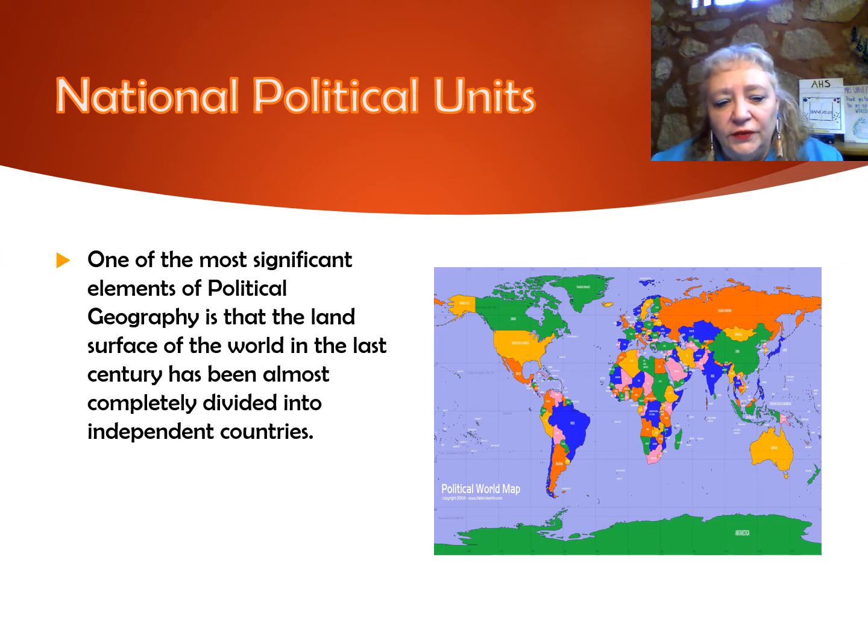One of the most significant elements of political geography is the fact that the land surface of the world in the last century, in the 20th century, has been completely divided into independent countries. We came into the 21st century with not one bit of land that hadn't been claimed on this earth.